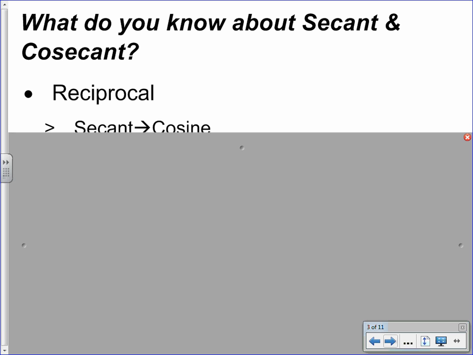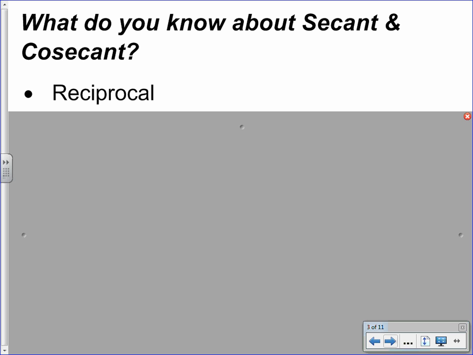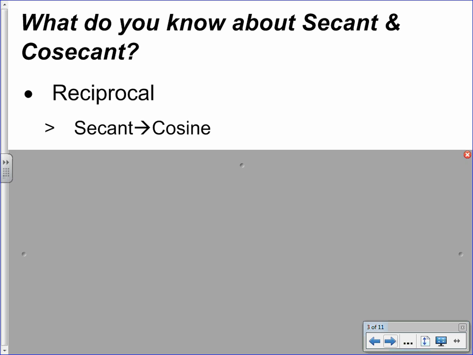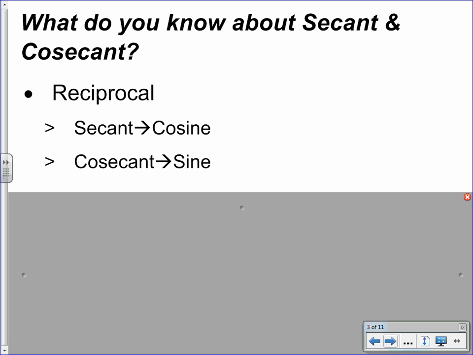They are reciprocals of each other. I've heard a lot of inverses. Inverse isn't the correct word. It needs to be reciprocal. I know that you know the relationship, but I want you to use the right word because next week we're going to talk about inverses and there's something different. Okay? So secant is the reciprocal of cosine, and cosecant is the reciprocal of sine. Okay? You know that.